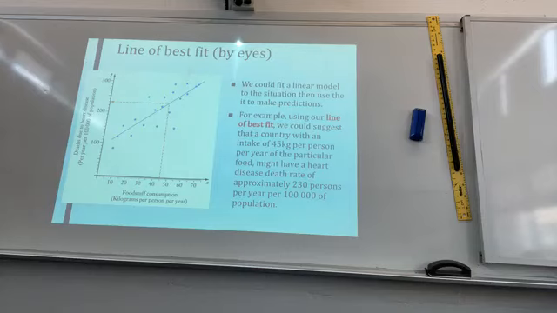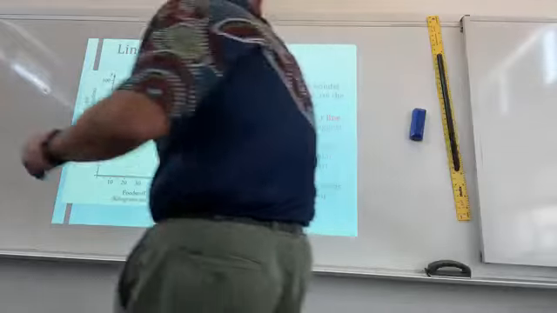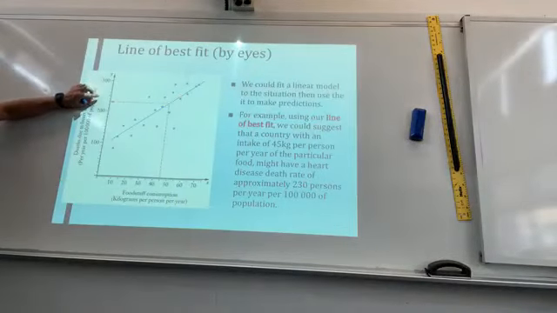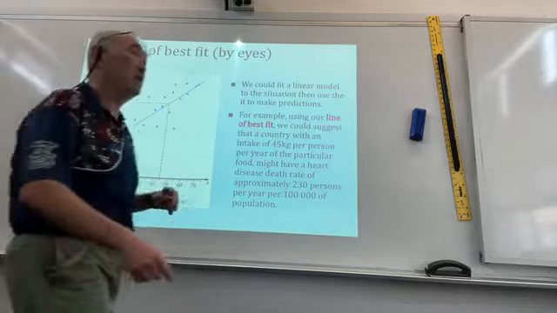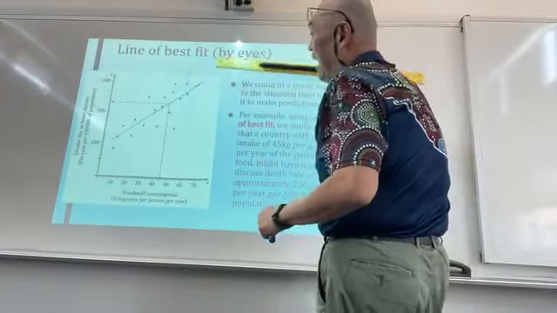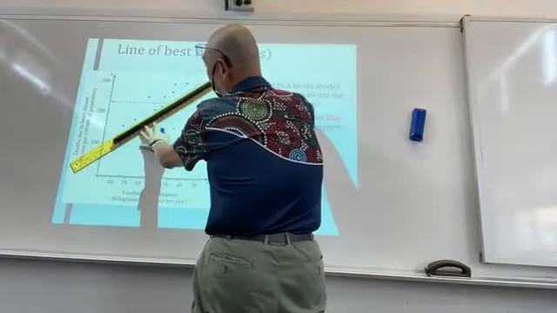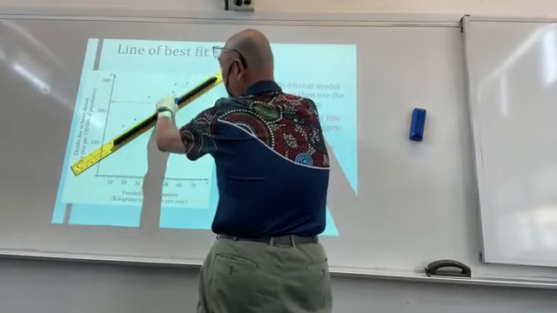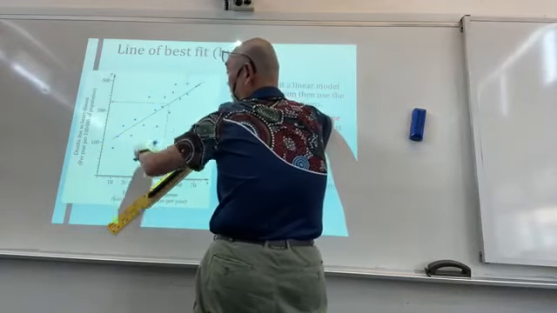We could fit a linear model to the situation and use it to make predictions. So for example, using our line of best fit, we could suggest that a country with an intake of 45 kilograms per person per year of the particular food might have a heart disease death rate of 230 persons per year per 100,000 of population. So what I did is I did it by eye. I just look approximately at that line, the distances are averaged out to be about the same.